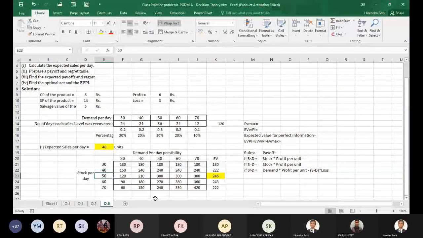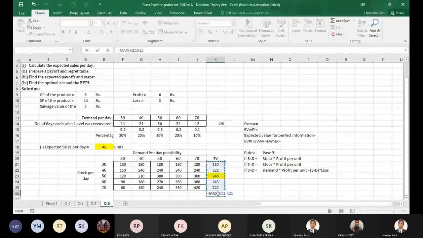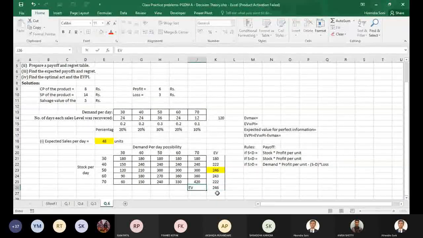This is your EV max. Are we okay up to this? Yes, sir.